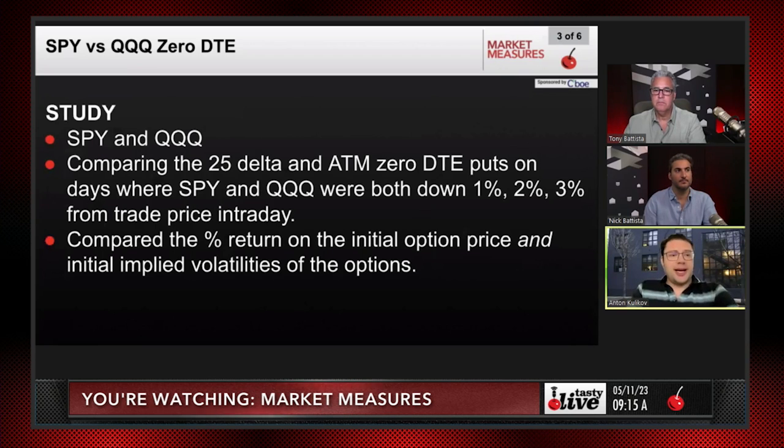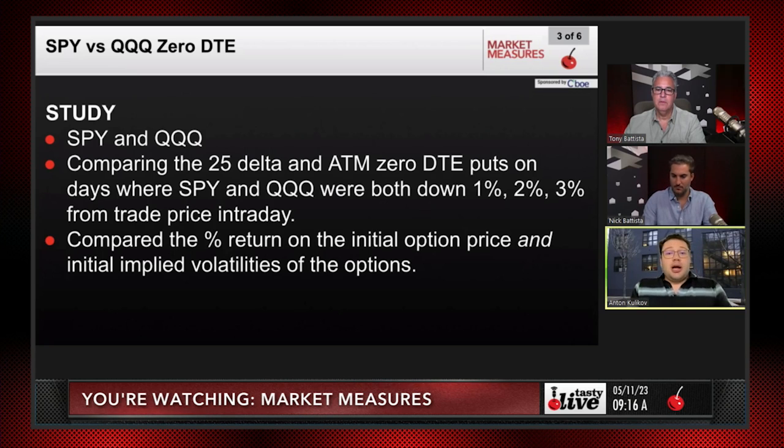We're going to look at SPYs and Qs compared to 25 delta and at the money 0 DT puts. We're going to look at down days. You could look at up days. It's going to be very similar, just flipped, right? Remember, you could do so many different things with these. So we want to standardize as much as possible to look at one specific takeaway, because when you start adding stuff, it gets too confusing.